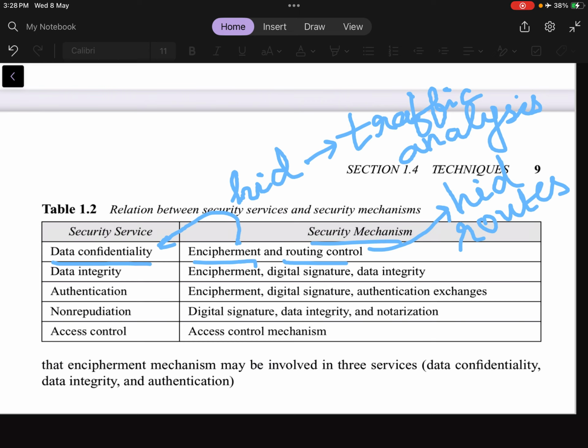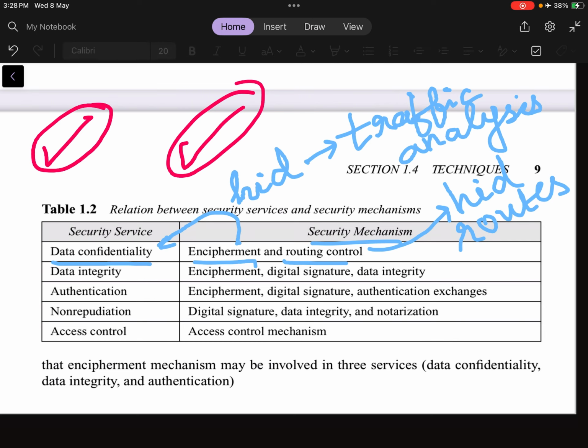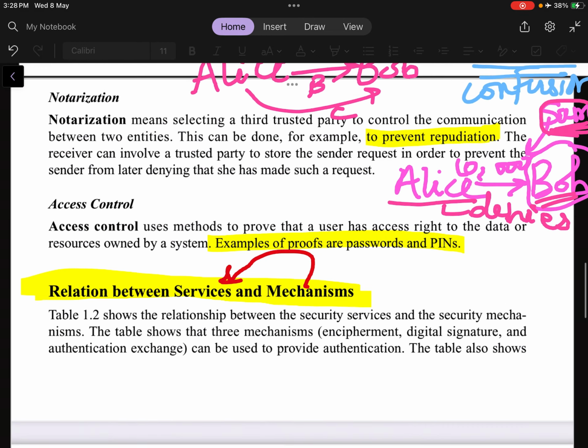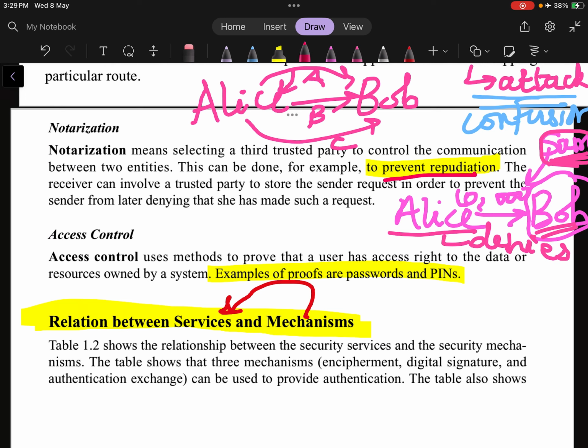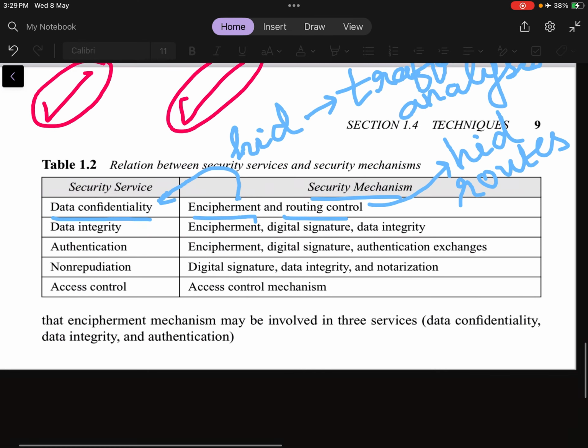Non-repudiation: digital signature. Why digital signature? Because the sender is signing and the receiver is also signing that it has received, so that in the future neither the sender can deny that it has sent the message nor the receiver can deny that it has received the message. Data integrity and notarization. Notarization was very important for non-repudiation, that is, to prevent repudiation, by taking a third trusted party in between the sender and the receiver.